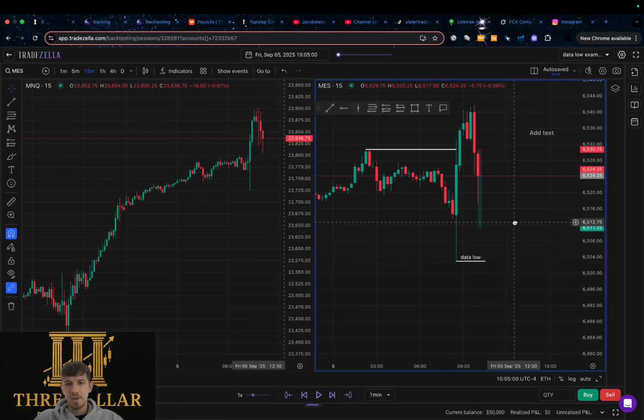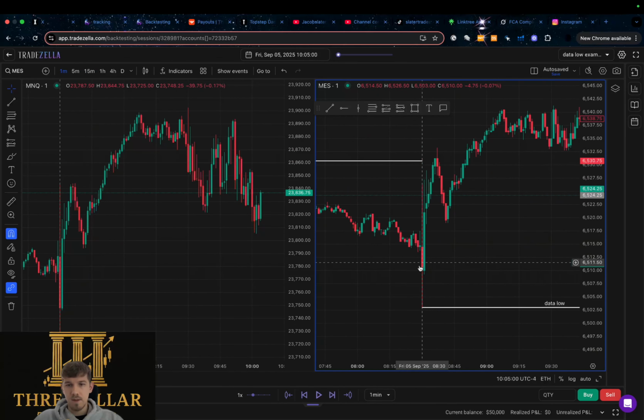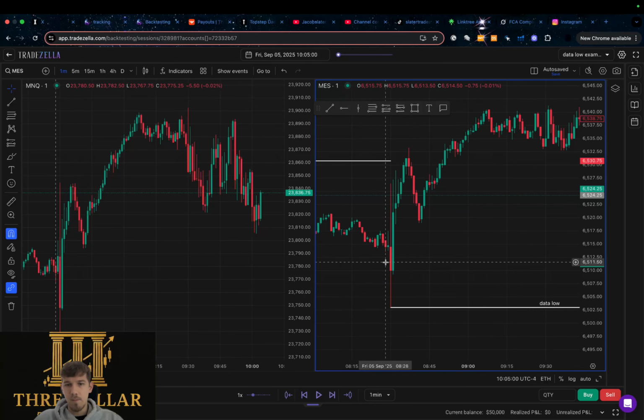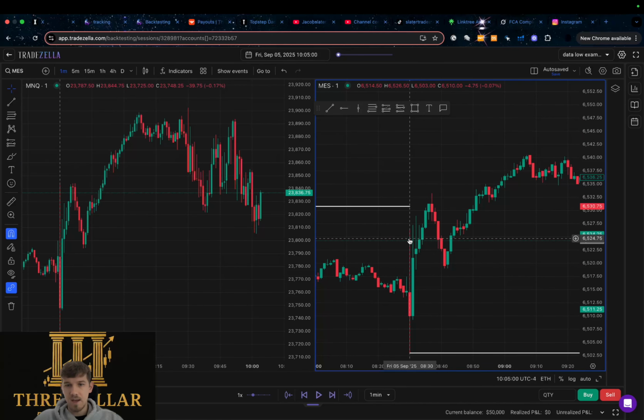So when you're looking at the charts and you see a data low or a high, it'll be a big spiked wick like this. So this is how far price pushed down. On the 1 minute, it looks like this. So this is a 1 minute data candle. We have a low of the candle and we have a high.